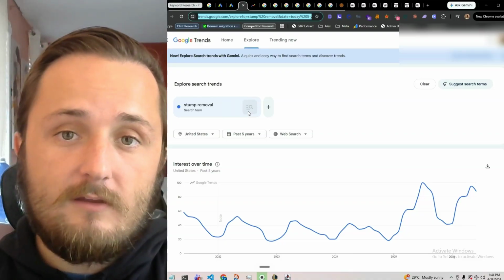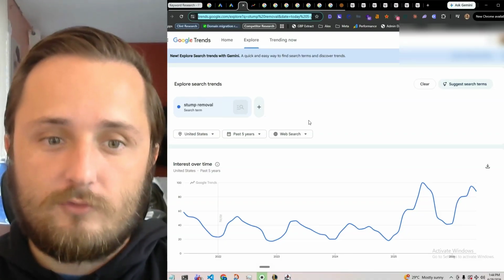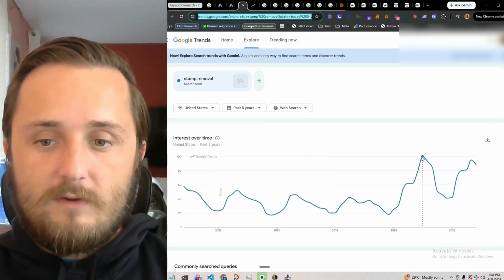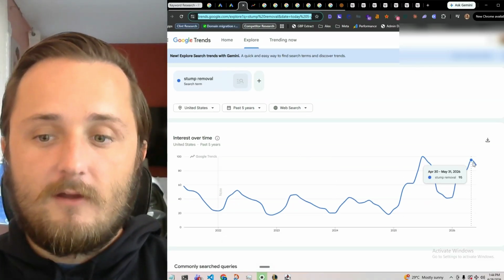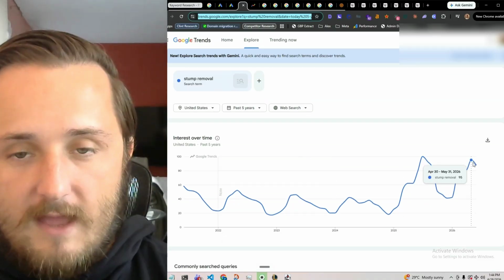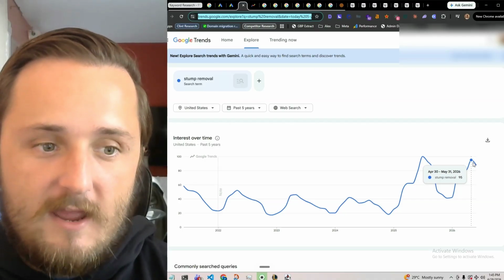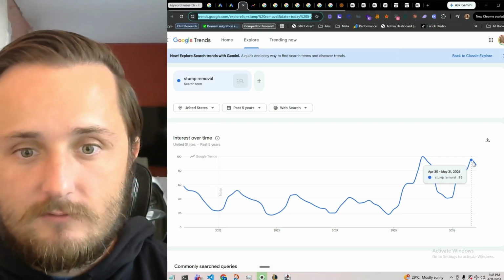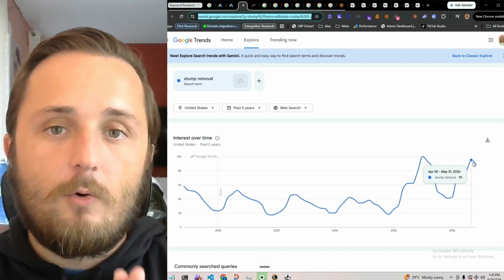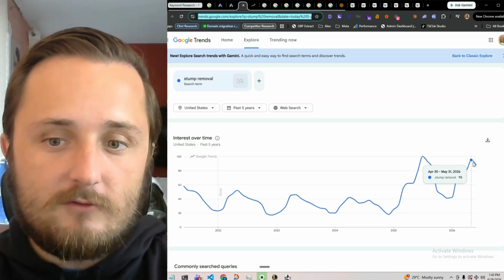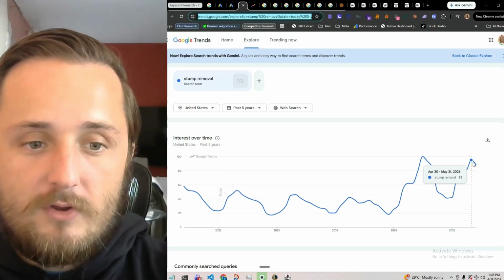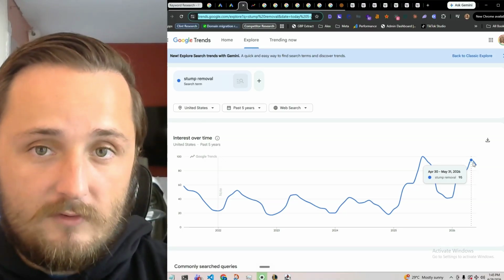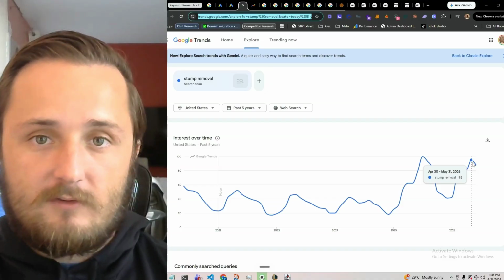Then another great and free tool by Google is Google Trends. So I put in stump removal, and what we can see here is the amount of times that a keyword is being searched. Now, what I want to caveat with is that this is relational. This isn't the whole amount of times the keyword is being searched. It shows how much it's being searched relative to itself, compared to how much it was previously searched.